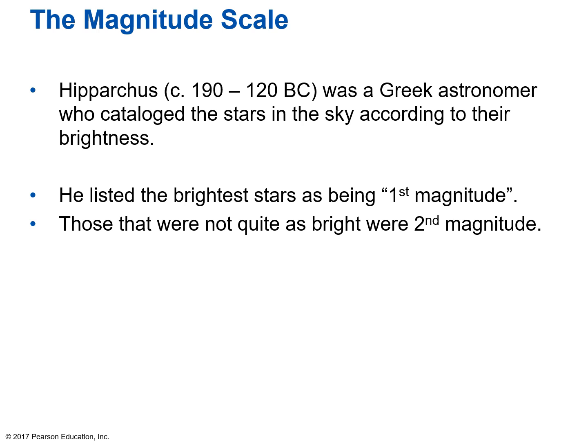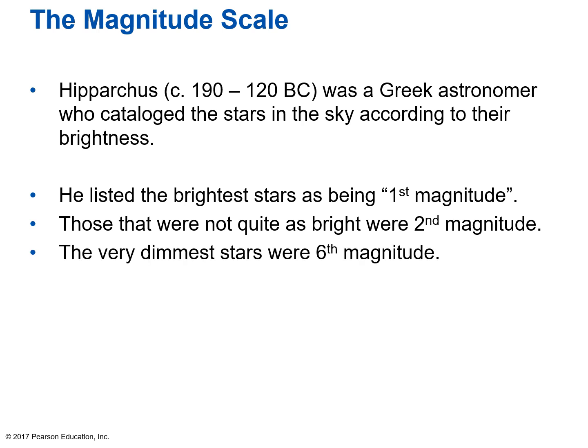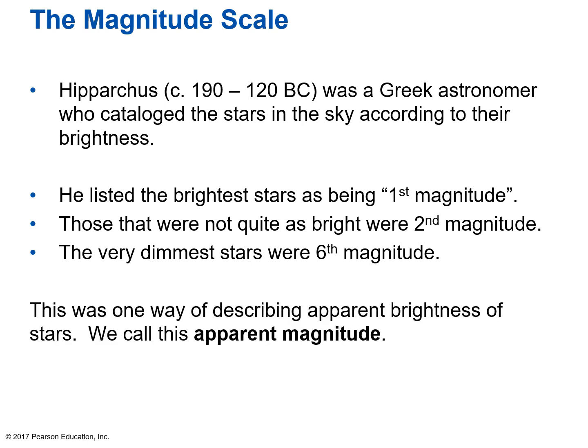Those that were not quite as bright as first magnitude stars, kind of second place stars, were second magnitude. And then there was third magnitude, fourth, fifth, and the very dimmest stars, the stars that Hipparchus could barely see, were sixth magnitude stars. So every star had a number, either 1, 2, 3, 4, 5, or 6, 1's being the brightest, 6 being the dimmest. It's important to understand that the lower the number, the brighter the star. This was one way of describing apparent brightness of stars, and we call this apparent magnitude.